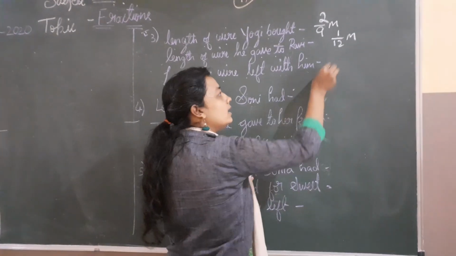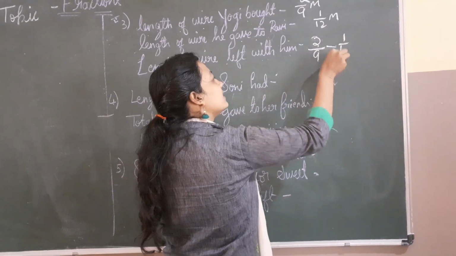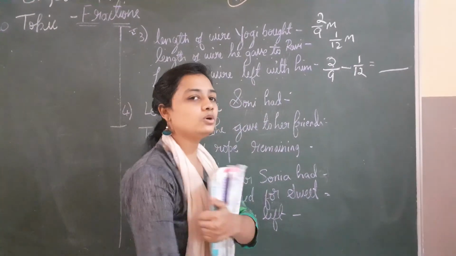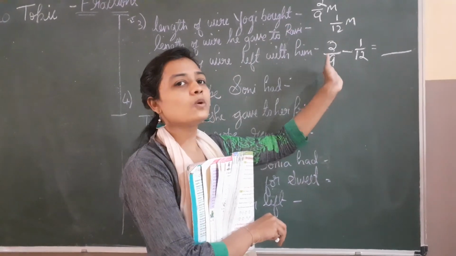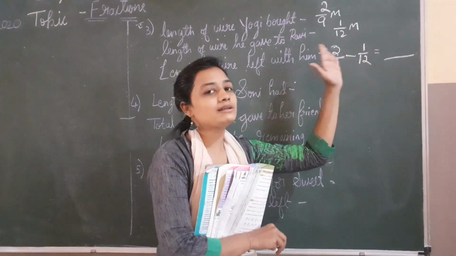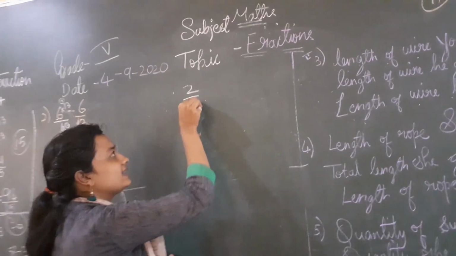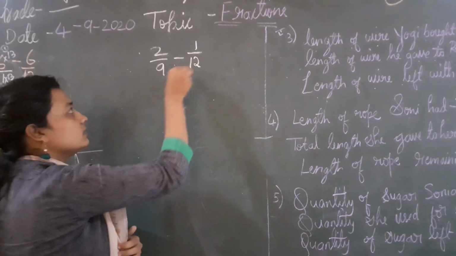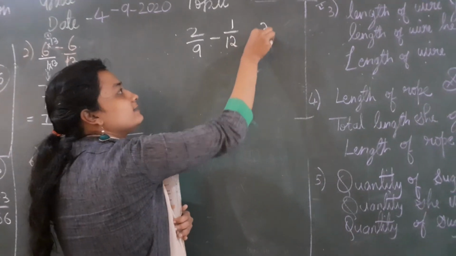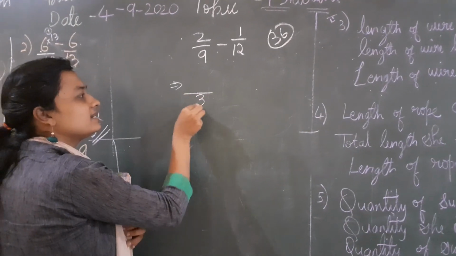So what should I do? I should subtract 1 by 12 from 2 by 9. Let us subtract and find the answer. Don't do the subtraction in this space only. Go to your working column, children, and write your subtraction work there. So I'll show you the working column here. That is, I have 2 by 9 minus 1 by 12. So different denominators, I should take the LCM. LCM is 36.